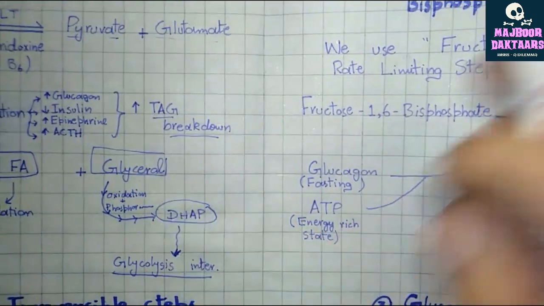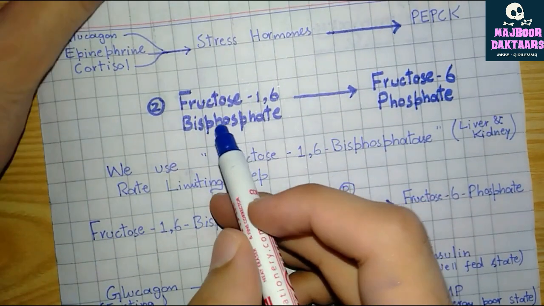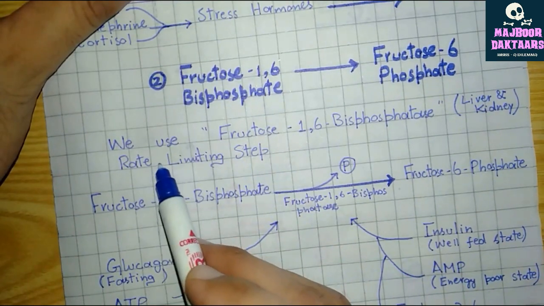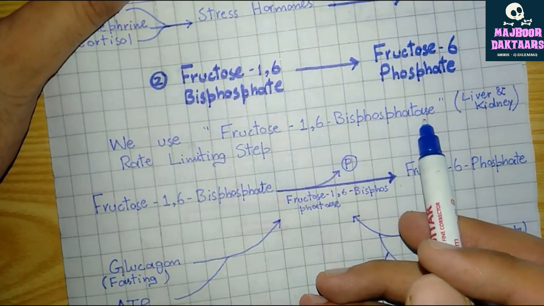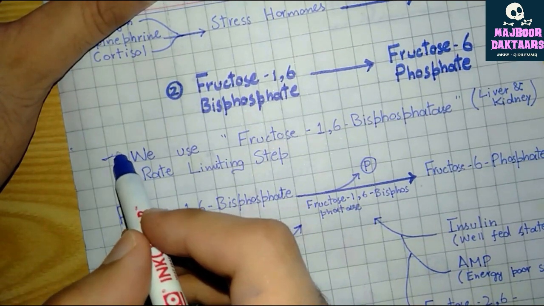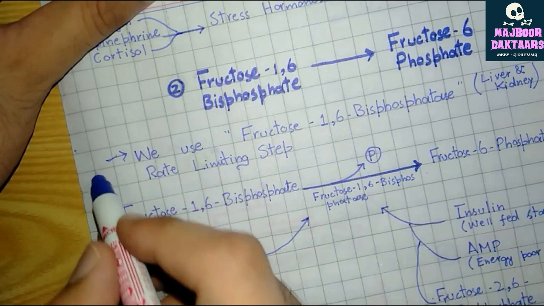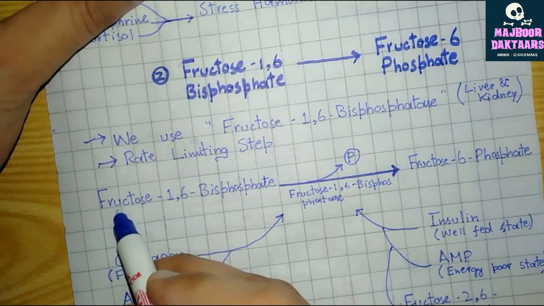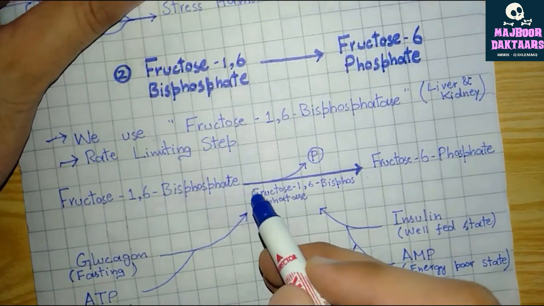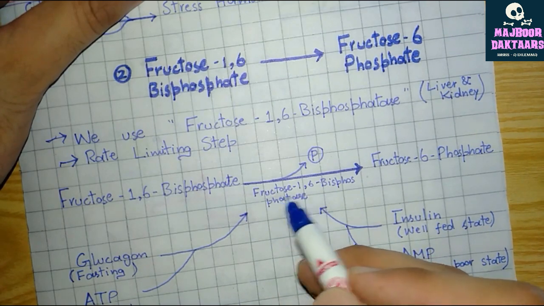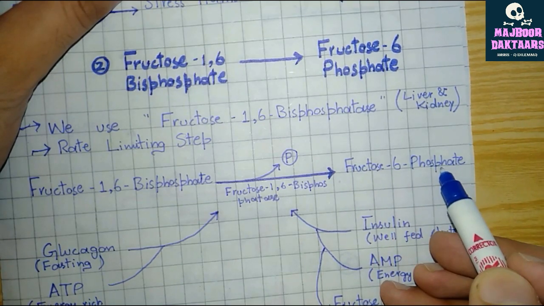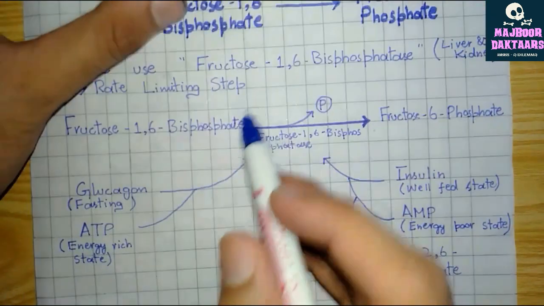So the second reaction, that is the conversion of fructose 1,6-bisphosphate to fructose 6-phosphate, we use fructose 1,6-bisphosphatase here. It occurs only in liver and kidney, and the important thing about this reaction is that it is the rate limiting step. So what happens? The fructose 1,6-bisphosphate is acted upon by fructose 1,6-bisphosphatase. As the name indicates, it will remove a phosphate group from this and convert it into fructose 6-phosphate. Since it is a rate limiting step, it is tightly controlled.